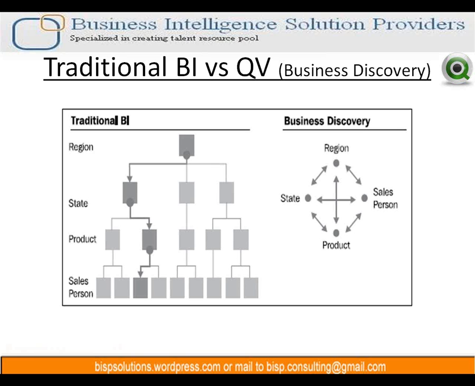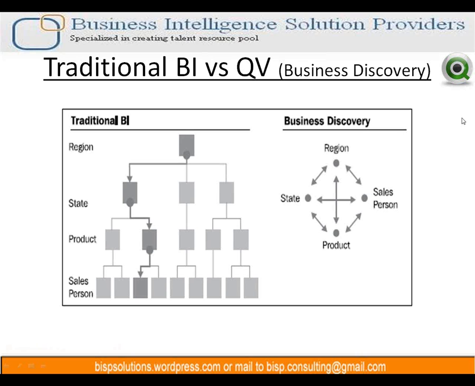So we have to select one particular value from each dimension to see data for that particular combination in the chart or graph. We have to select region, state, then the products available in that state, and the salesperson who sells those products. This is the path we follow in traditional BI tools. But in a business discovery tool like QlikView, it is totally different.